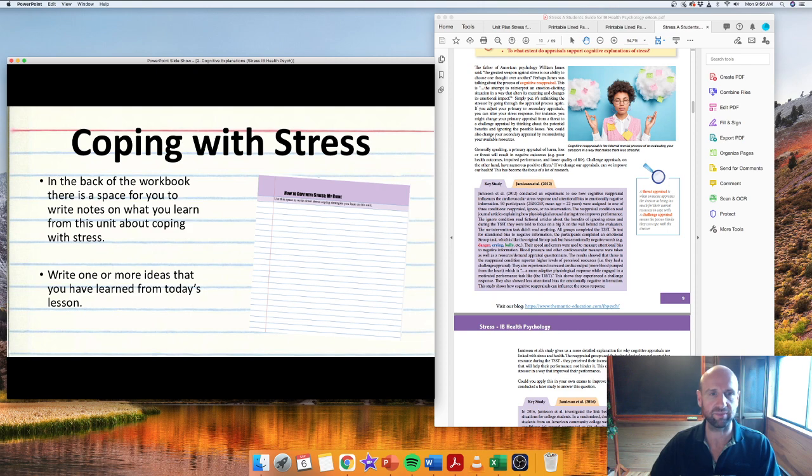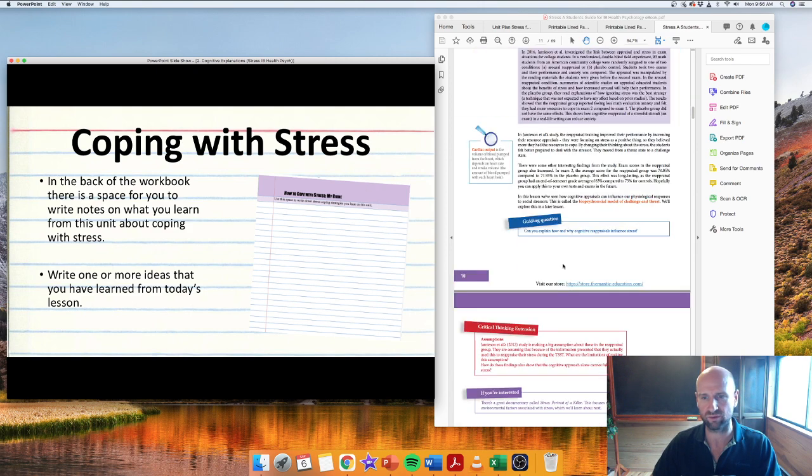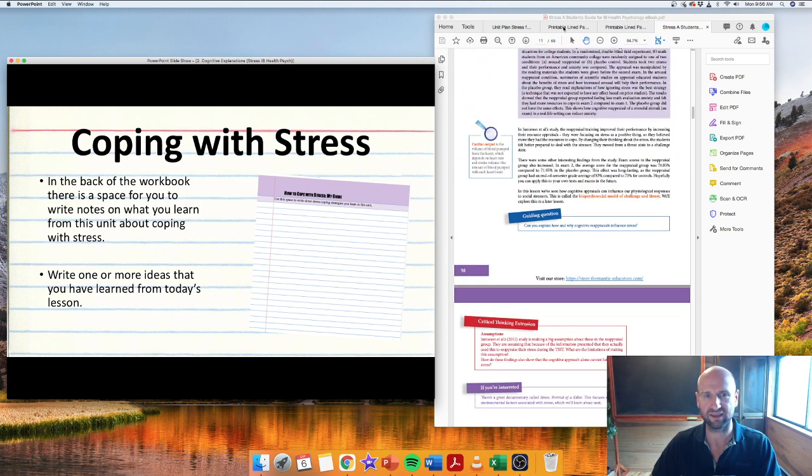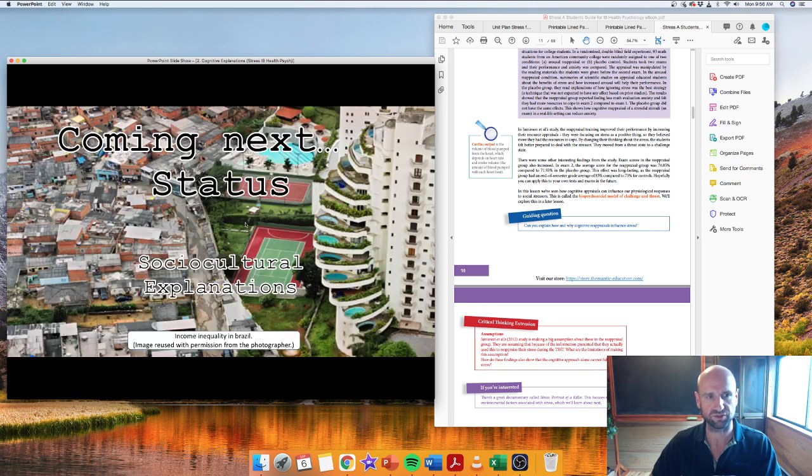Okay, now in the back of the workbooks, I put here how to cope with stress. You know, really why I would want to teach this unit is so students can learn how to deal with stress, and to apply it to their real lives. So I put a space here in the back of the workbooks for students to do that.